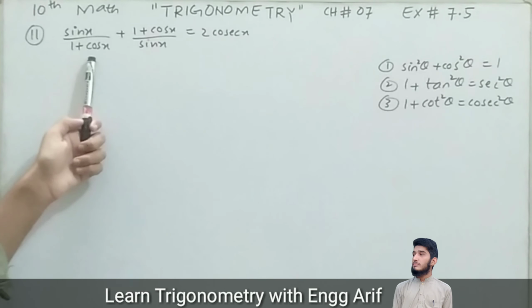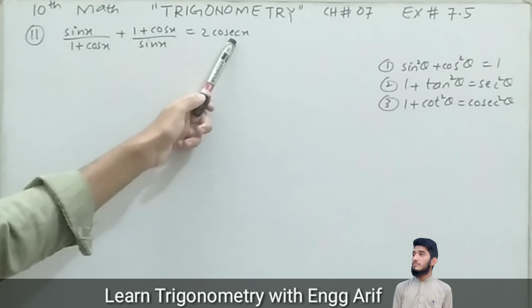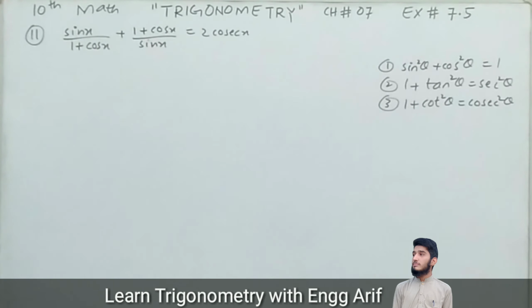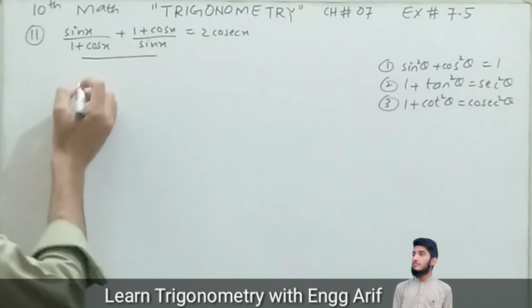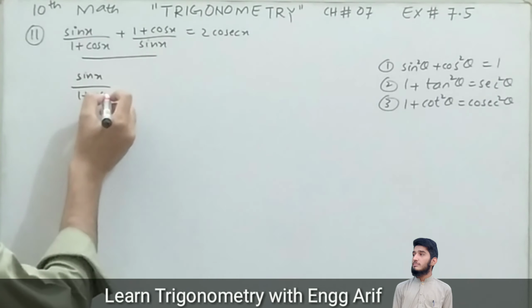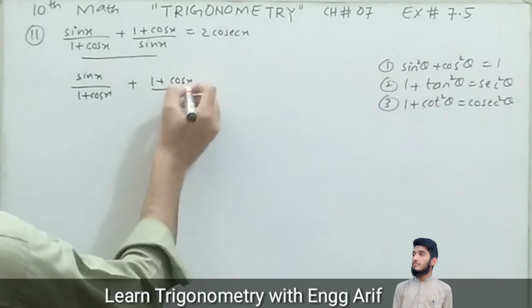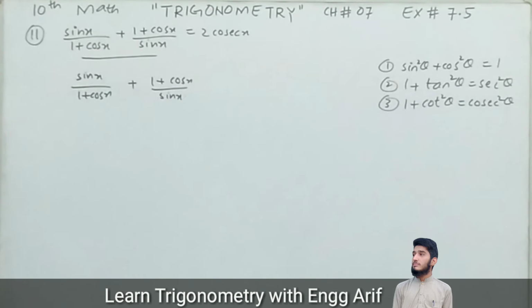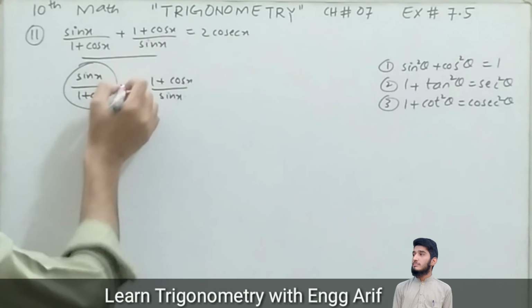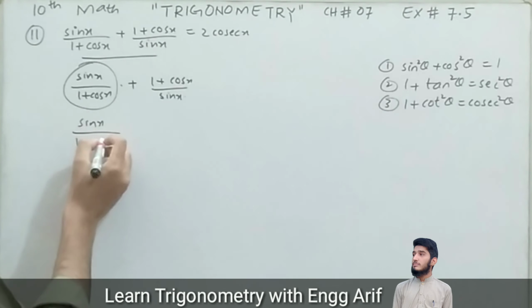Sin x divided by 1 plus cos x plus 1 plus cos x divided by sin x should be equal to 2 cosecant x. So let's suppose I take left hand side. On the left hand side we are given with sin x divided by 1 plus cos x and plus 1 plus cos x divided by sin x, and I will derive 2 cosecant x from this whole expression. So let's suppose I rationalize this fraction. So the rationalization method will be sin x divided by 1 plus cos x.